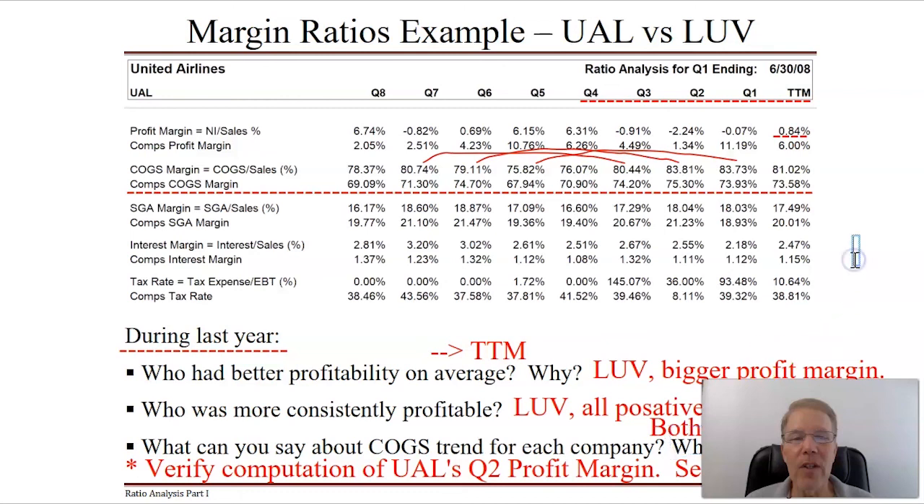All right, and as a last thing here, what I'd like for us to do is verify the computation of UAL's Q2 profit margin. See page 123. I'd like to verify this minus 2.24%, because I need you to understand these numbers and how to think about them to analyze the financial performance and health of an entity. But also, of course, I need you to be able to calculate them. So let's see if we can calculate this number. Let me just jump to page 123. This will just take a second.